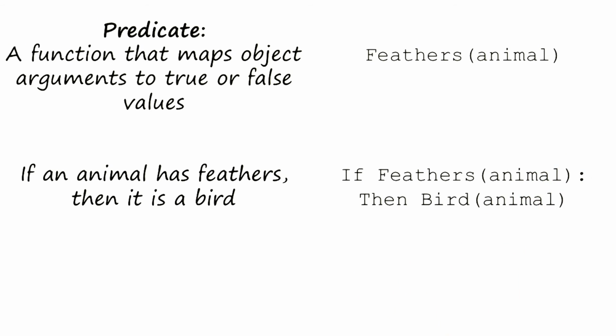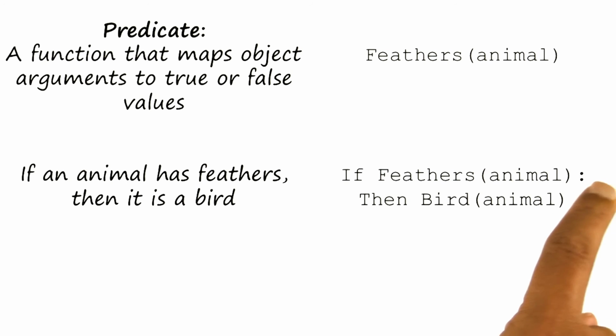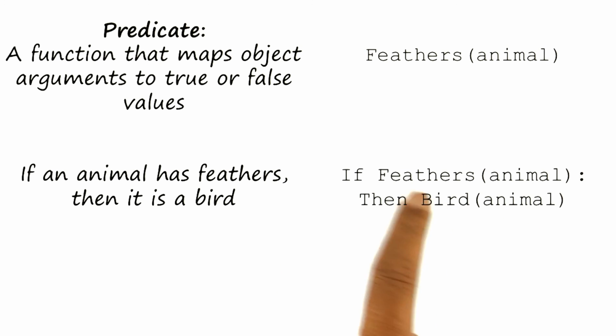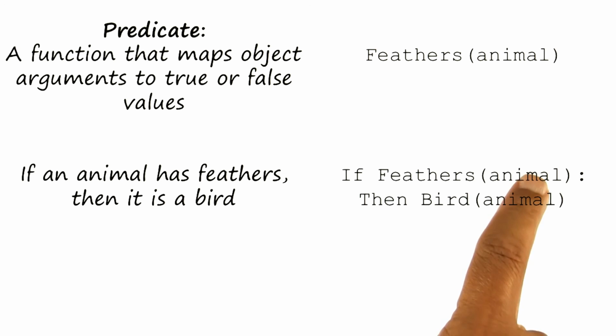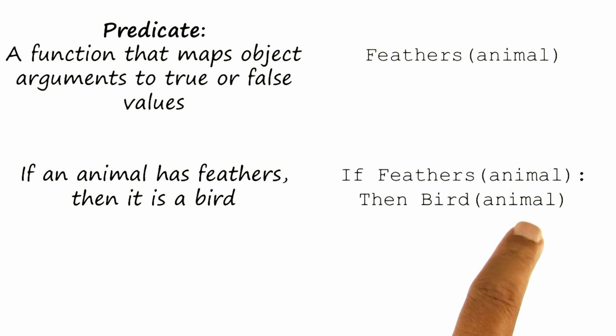This example has two predicates. Here there is one object, the animal, but the predicates are feathers and bird, and the sentence is capturing a relationship between the two predicates. If the animal has feathers, then the animal is a bird. In logic, we call sentences like this as having an implication. This is an implicative relationship. So in logic, we'll read this as feathers animal implies bird animal, or if the animal has feathers, then it implies that the animal is a bird.